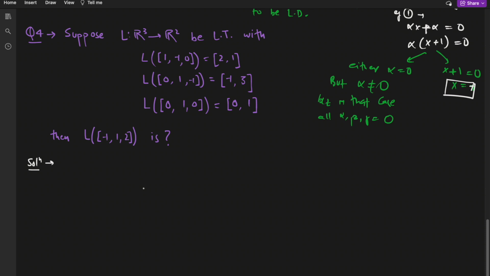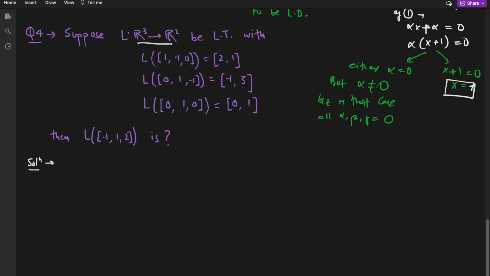It is saying that suppose we are given a linear transformation from R3 to R2. Suppose L from R3 to R2 is a linear transformation with this property. The input vector 1, minus 1, 0 is mapped to 2 comma 1. Similarly, the input vector 0, 1, minus 1 is mapped by L to minus 1 comma 3, and so forth. You can see how this is from R3 to R2, because the input vector is three-dimensional, but the output vector is two-dimensional.